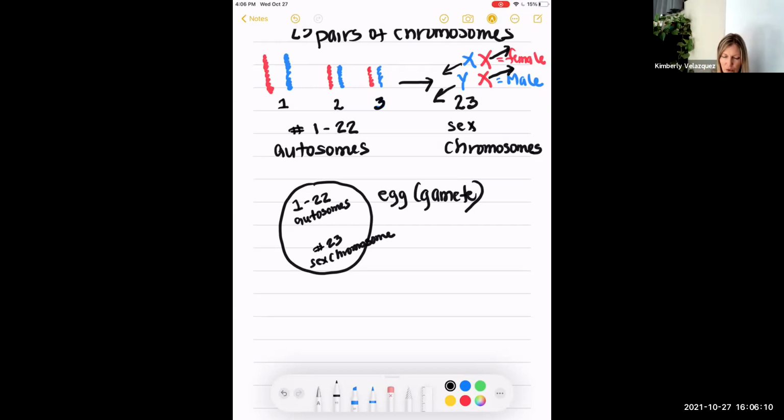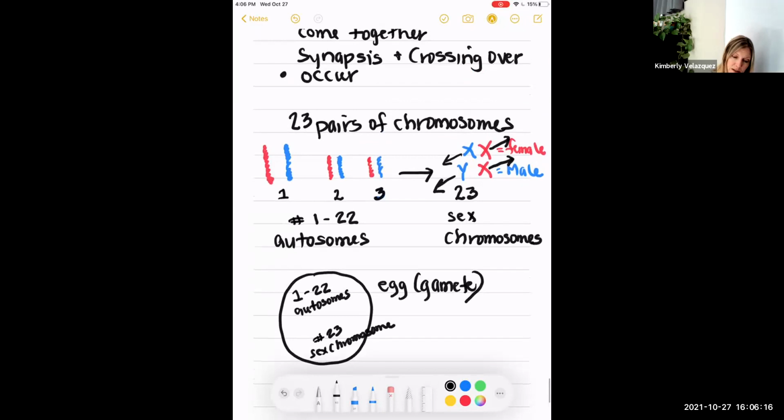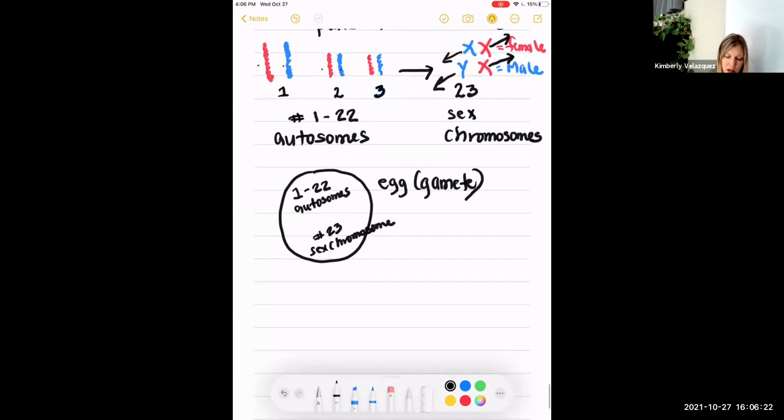Because you have two of each, they are called homologous. So your two number ones are homologous chromosomes. Your two number twos are homologous chromosomes. Your two number threes are homologous chromosomes. So homologous chromosomes have the same chromosome number.